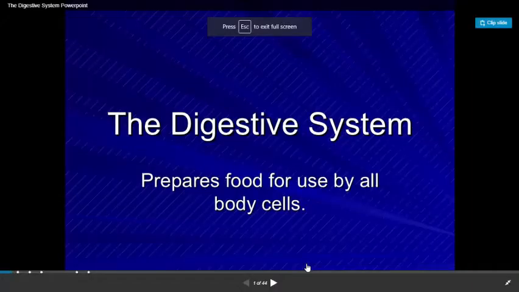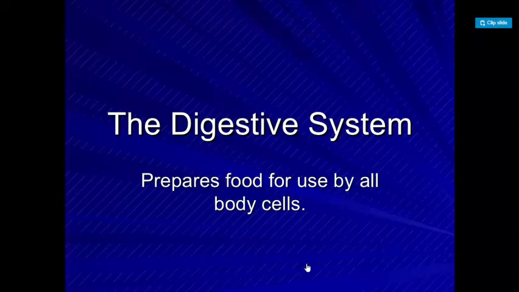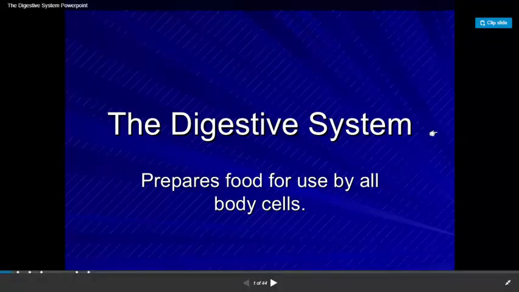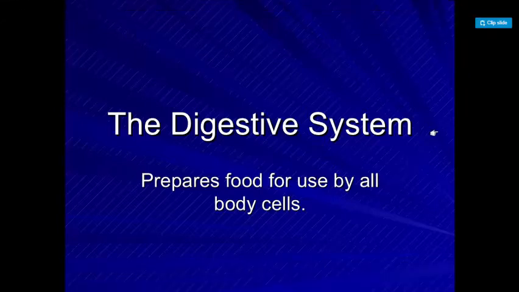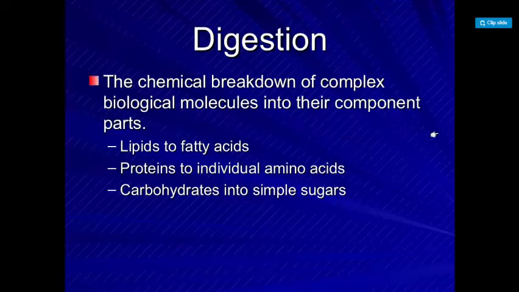The digestive system, grade 9. The digestive system is the system that prepares the food for use by your body cells. This is how your food gets digested.